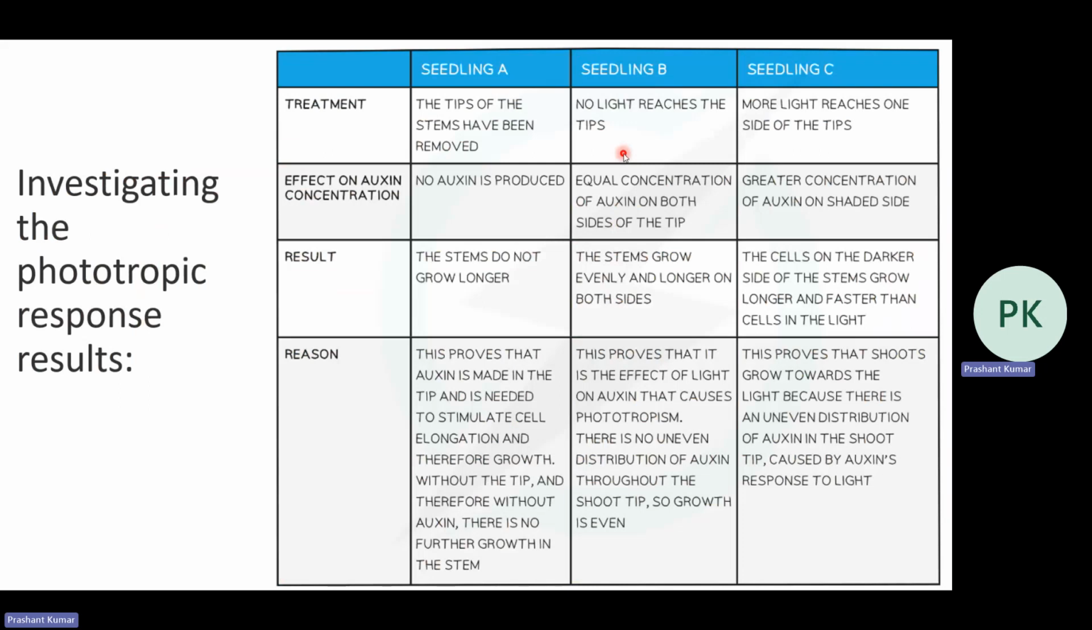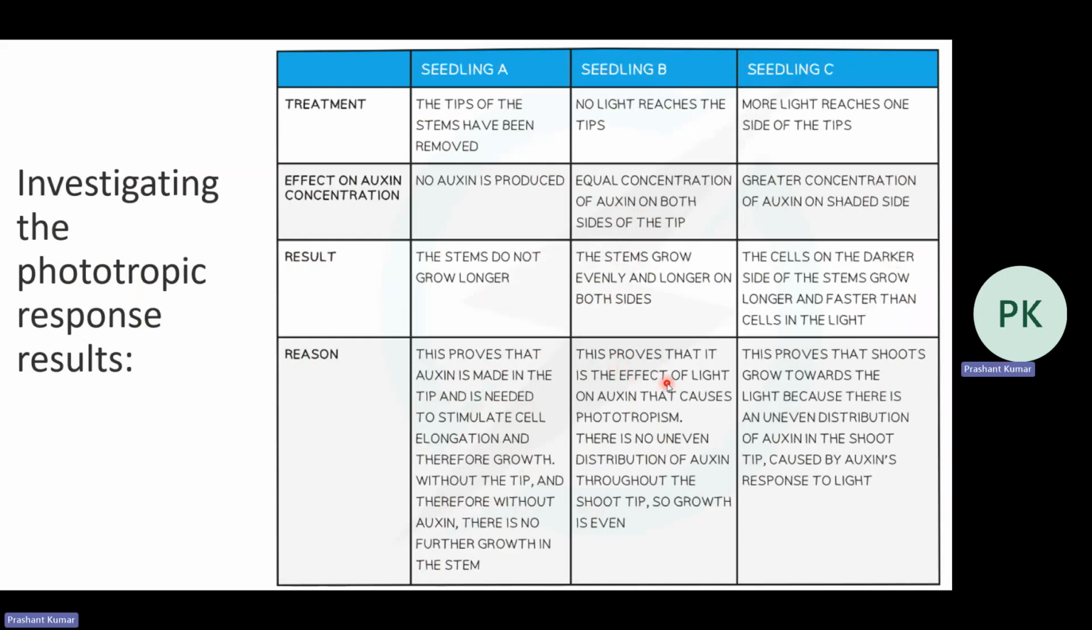Effect of auxin: no auxin produced in seedling A. Equal concentration of auxin on both sides of the tip in B. Greater concentration of auxin on the shaded side of the tip in C. Results: the stem does not grow longer in A. Of course here the stem is going to grow, and here also. This proves that auxin is made in the tip and is needed to stimulate cell elongation and therefore growth. Without the tip, and therefore without auxin, there is no further growth in the stem.